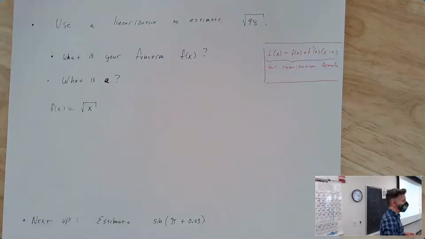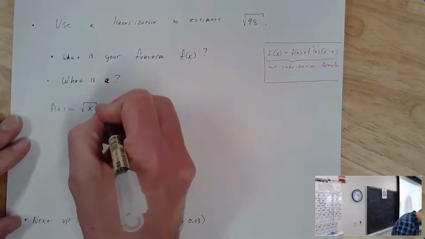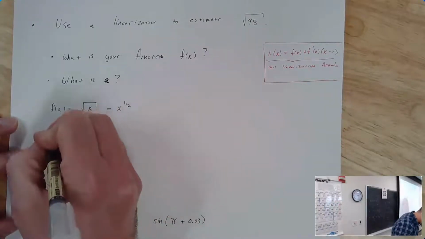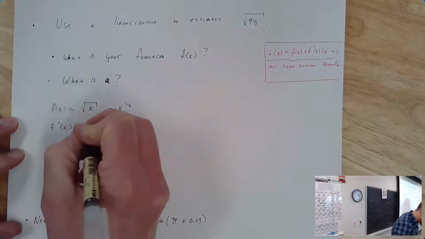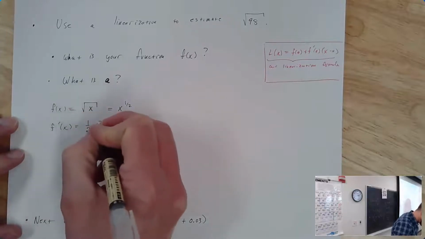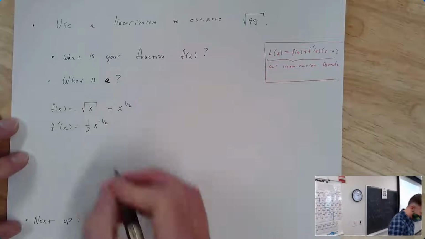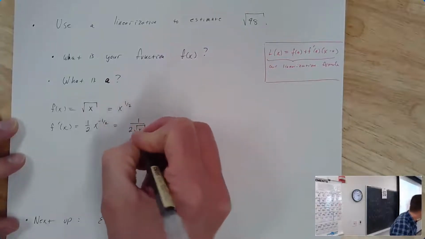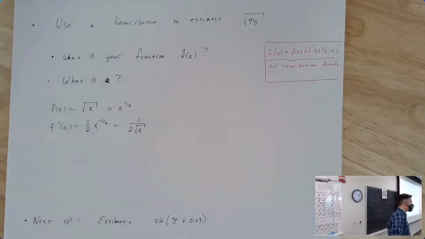And you might want to go ahead and just write down the derivative because we know we're going to need it. So if I'm going to think of this as x to the 1/2, because that makes it easier, my derivative is going to be 1/2 times x to the negative 1/2, or as I prefer to write it, 1/2 times the square root of x. Great, we've got the function, we've got the derivative. We need the a value.